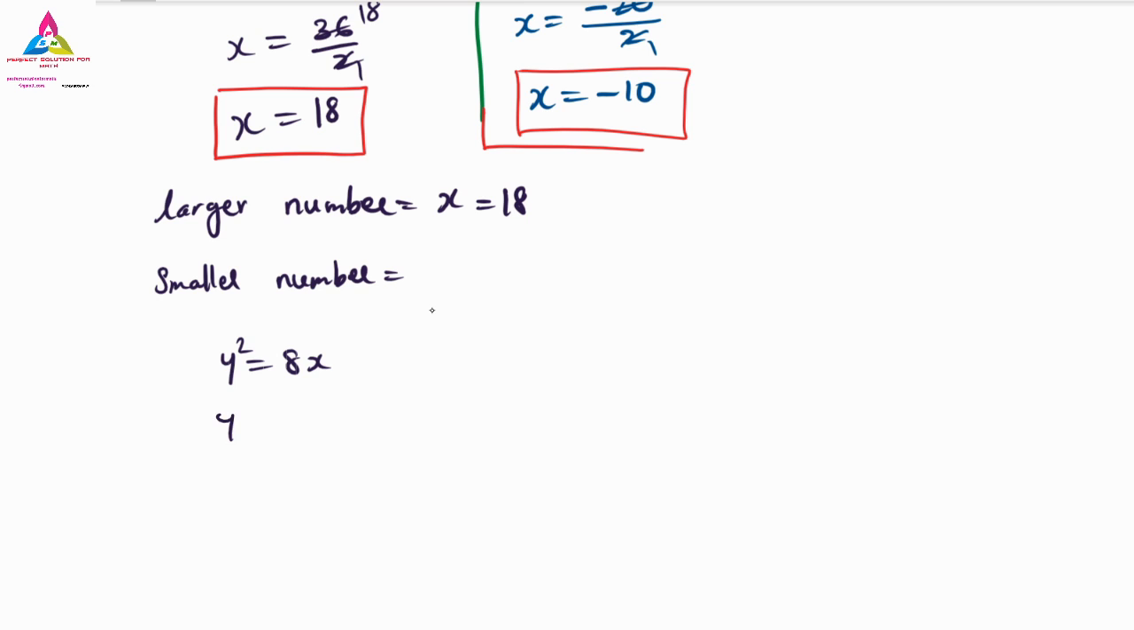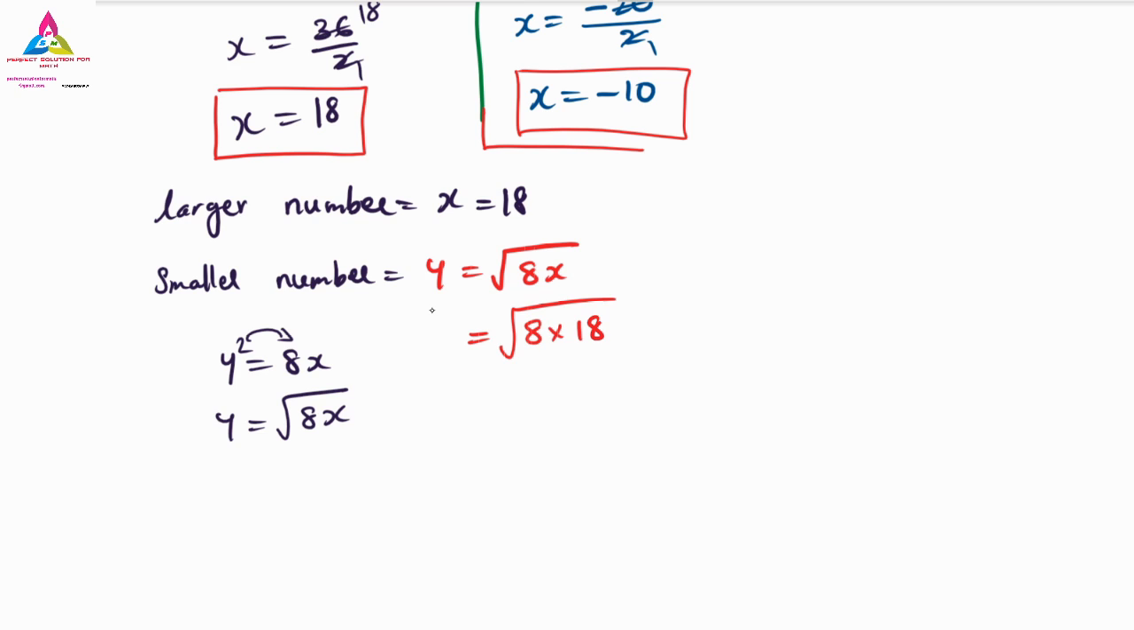This means the y value will become, with the square going to the other side, the square root of 8x. Most important is the square root of 8x. The y value is equal to the square root of 8x, not y square. It is y we are finding, the smaller number. The equation is in terms of square, so make it a square root. So root 8 will remain as it is.